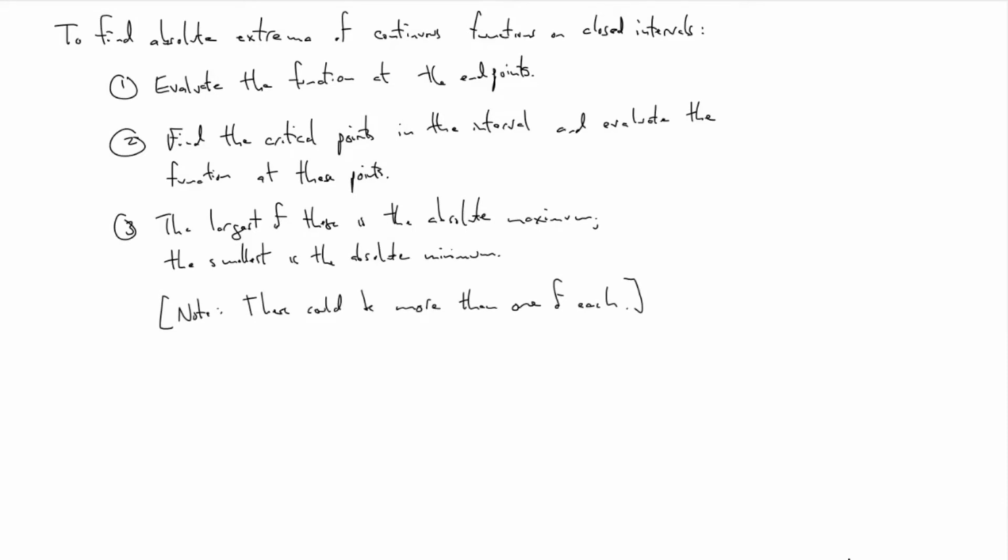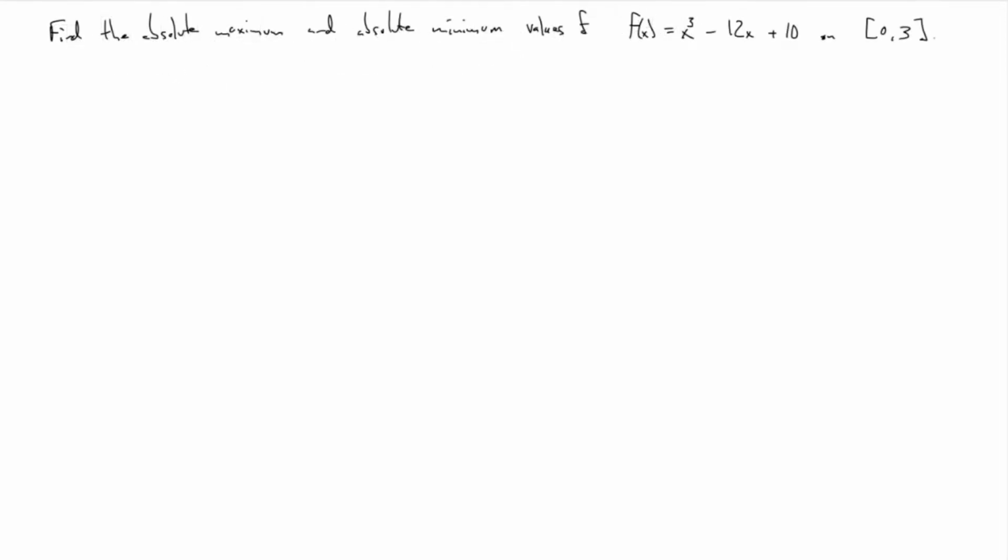And it's worth noting that it's possible that there could be more than one of each. In other words, the function might have an absolute maximum value of 100, and that could happen at 7 different points within the interval. We'll see an example of something not quite as dramatic as that, but something where there's at least more than one. Okay, I'll do this first example, and then there'll be a couple for you to try.